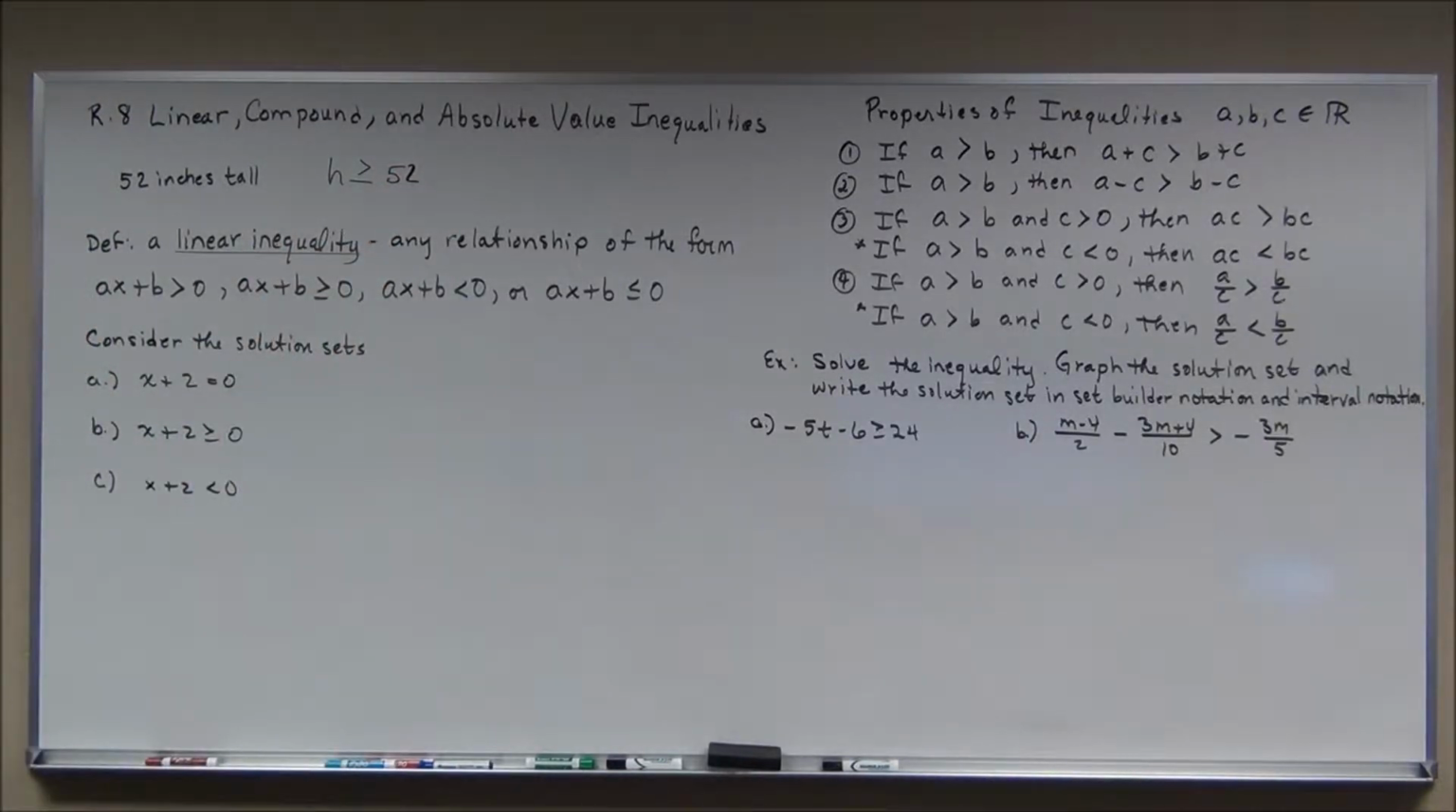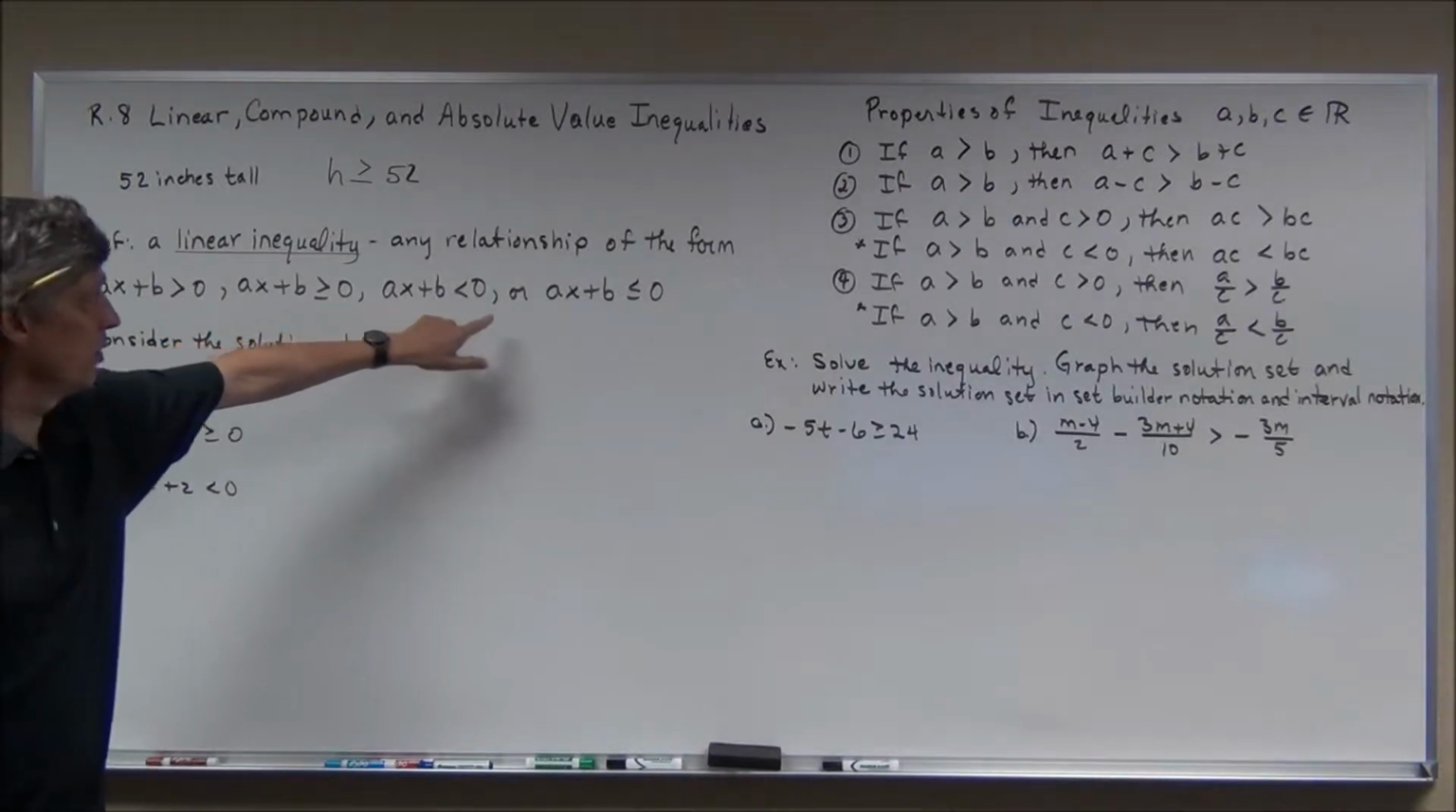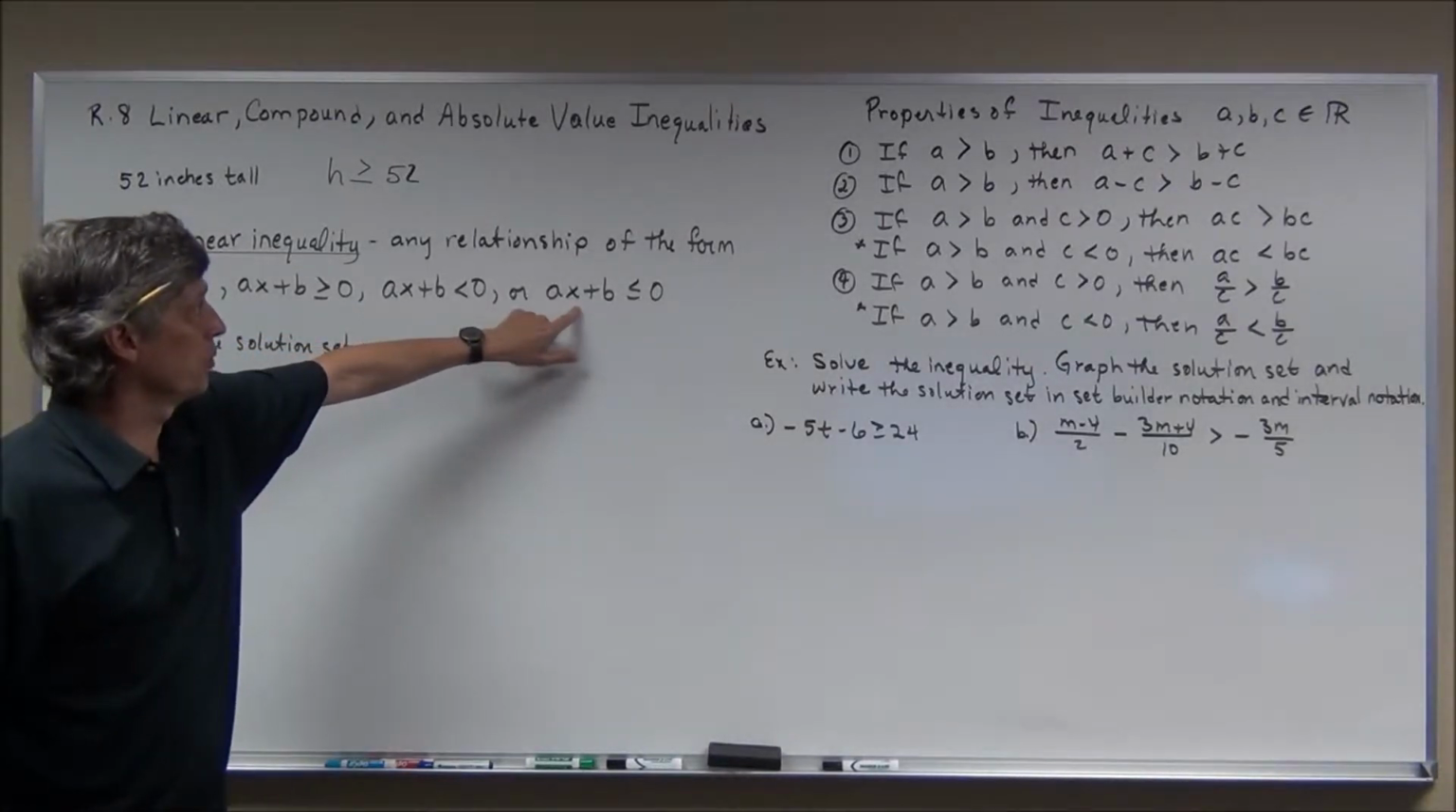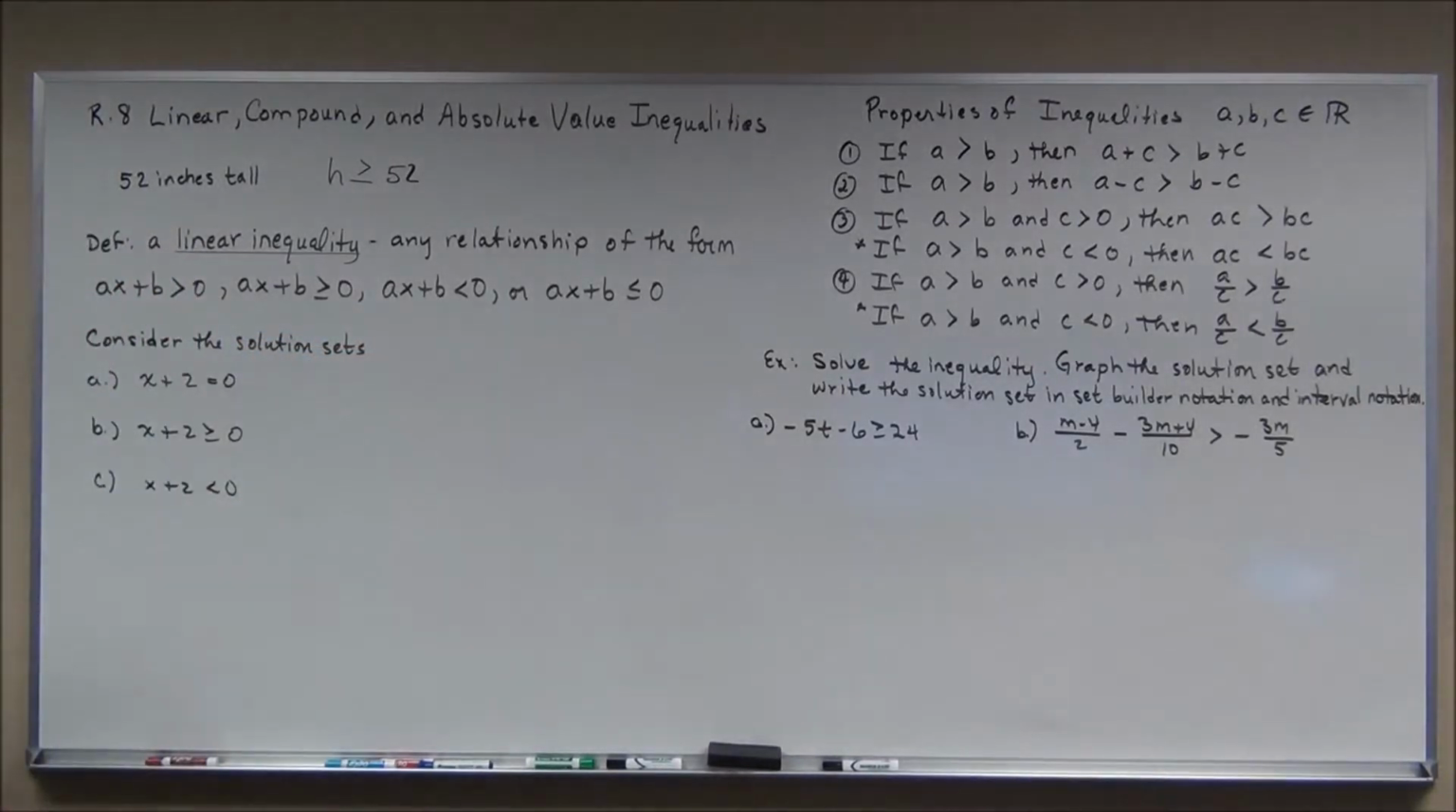A linear inequality is any relationship of the form ax plus b is greater than 0, ax plus b is greater than or equal to 0, ax plus b is less than 0, or ax plus b is less than or equal to 0. This is the first type of inequality that we will solve. So I have three sets here, and I want to consider the solution sets for all three of these.